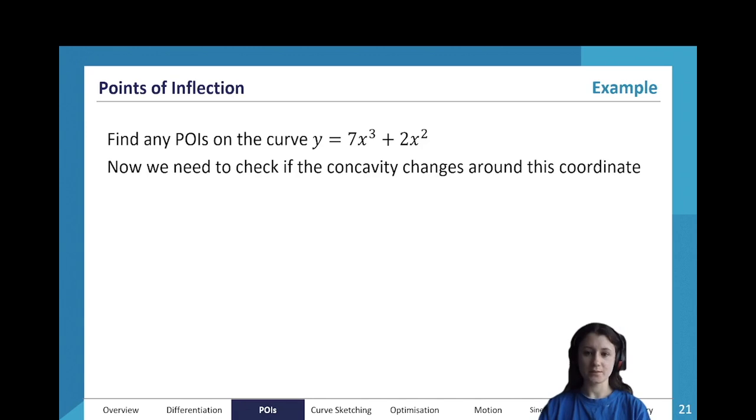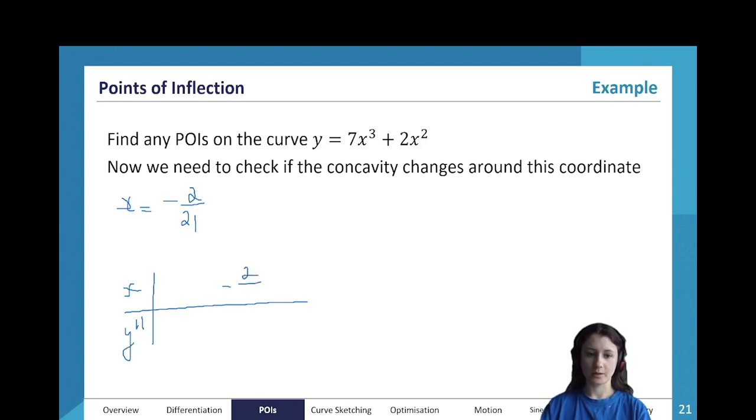Now we need to see if the concavity changes around this coordinate. So what we need to do is make a table of values with x and our second derivative. We're going to put our x coordinate in the middle here, and then we're just going to chuck two random numbers on either side. Alright, this is kind of similar to the first derivative test that you do when you're trying to determine the nature of a stationary point, just in this table of values aspect.